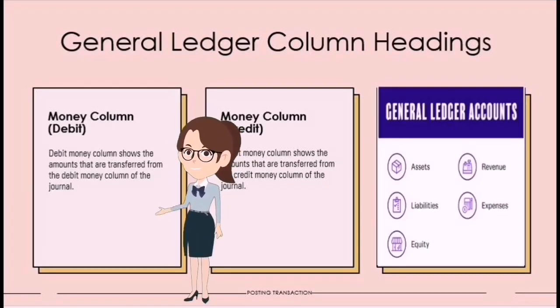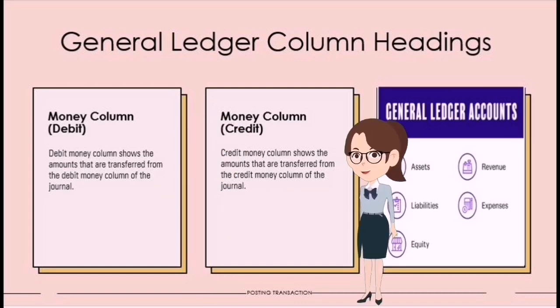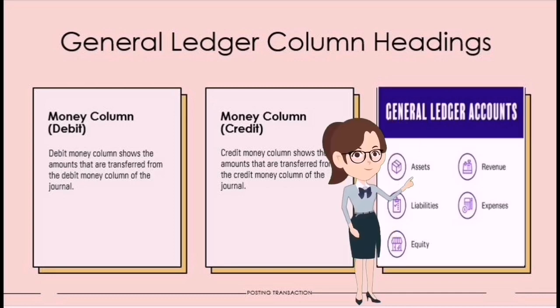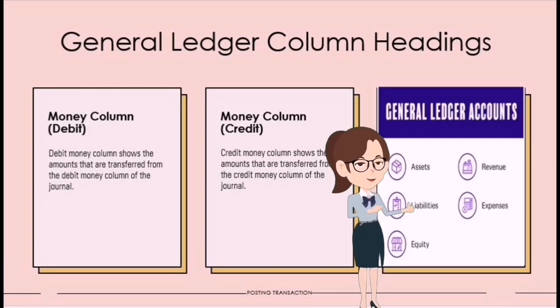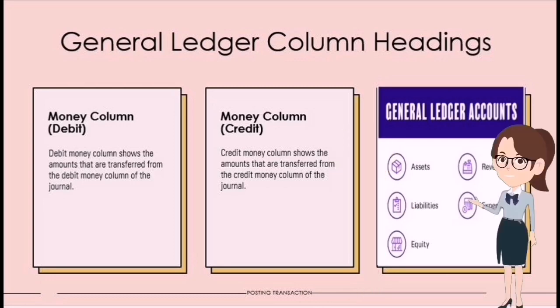Money column, debit. Debit money column shows the amounts that are transferred from the debit money column of the journal. Money column, credit. Credit money column shows the amounts that are transferred from the credit money column of the journal. General ledger accounts such as assets, liabilities, equity, revenue and expenses.